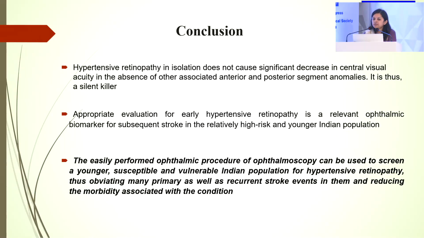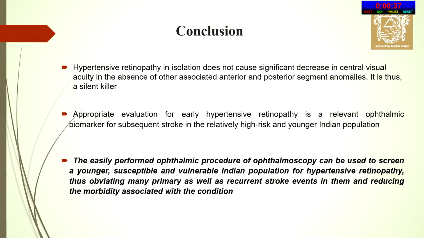To conclude, hypertensive retinopathy in isolation does not cause a significant decrease in central visual acuity in the absence of other associated anterior and posterior segment anomalies. Thus, it is a silent killer of sight. Appropriate evaluation for early hypertensive retinopathy is a relevant ophthalmic biomarker for subsequent stroke in the relatively high-risk and younger Indian population. The easily performed ophthalmic procedure of ophthalmoscopy can be used to screen a younger, susceptible and vulnerable Indian population for hypertensive retinopathy, thus obviating many primary as well as recurrent stroke events in them and reducing the associated morbidity. Thank you.